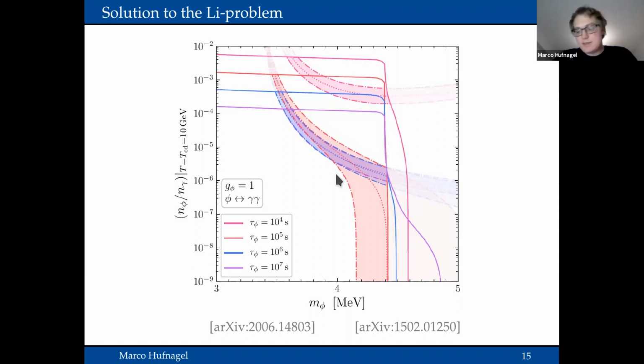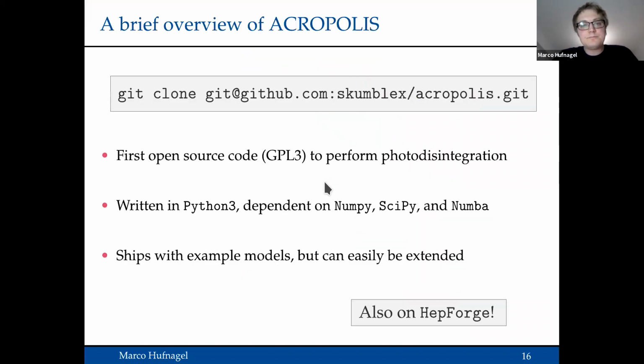Okay, so much for this. Let's now briefly, in the last part of this talk, talk about our public code ACROPOLIS. From the limits you've seen so far, you essentially got the idea that photodisintegration can be quite powerful, especially since it can constrain very small abundances much below the photon abundance. So chances are that at some point you could need these limits for your own models or for your own evaluations. And in this case, what would you do?